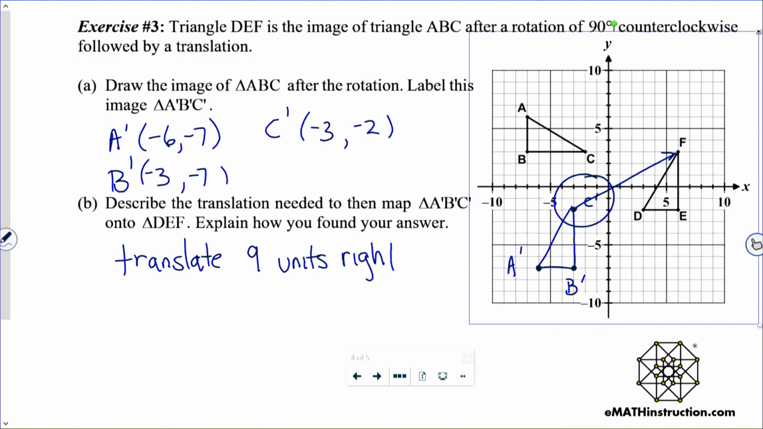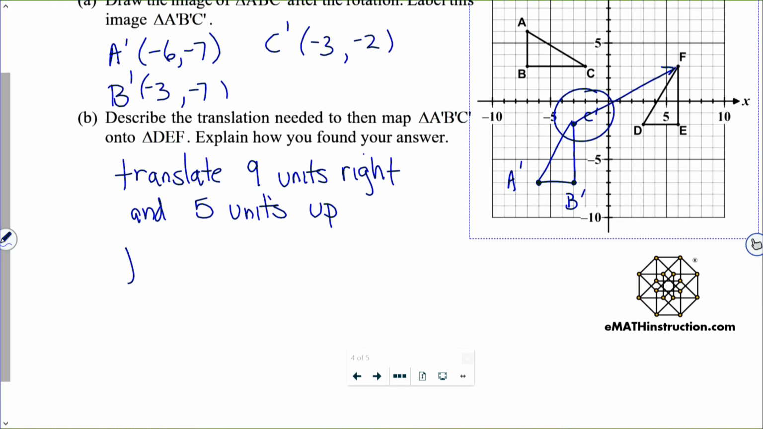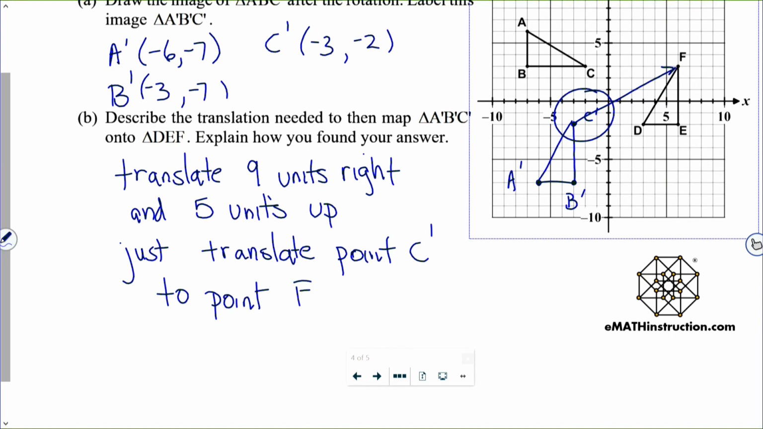Let me just check that really quick. Let's see, 3 and another 5 is 8 and another 1 is 9. And then I need to move it up 1, 2, 3, 4, 5. 5 units up. And explain how we did that. Just translate point C prime to point F, right?